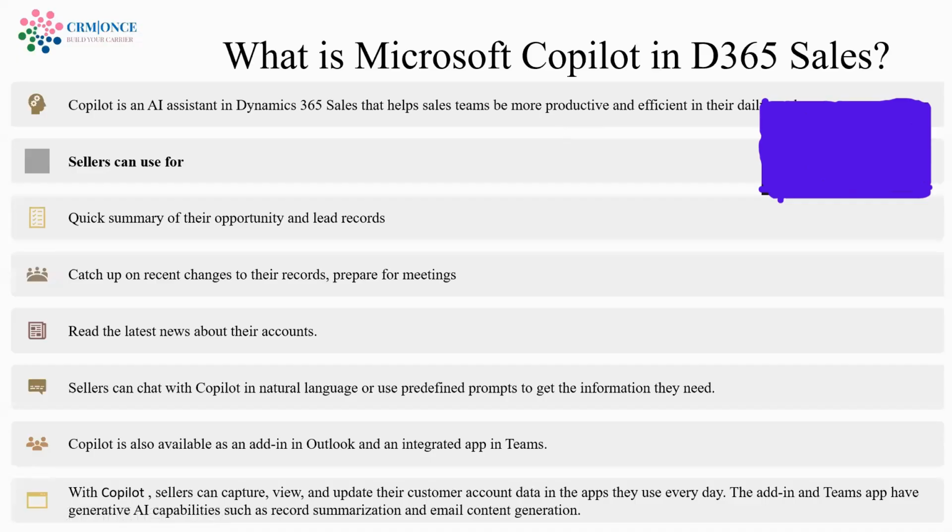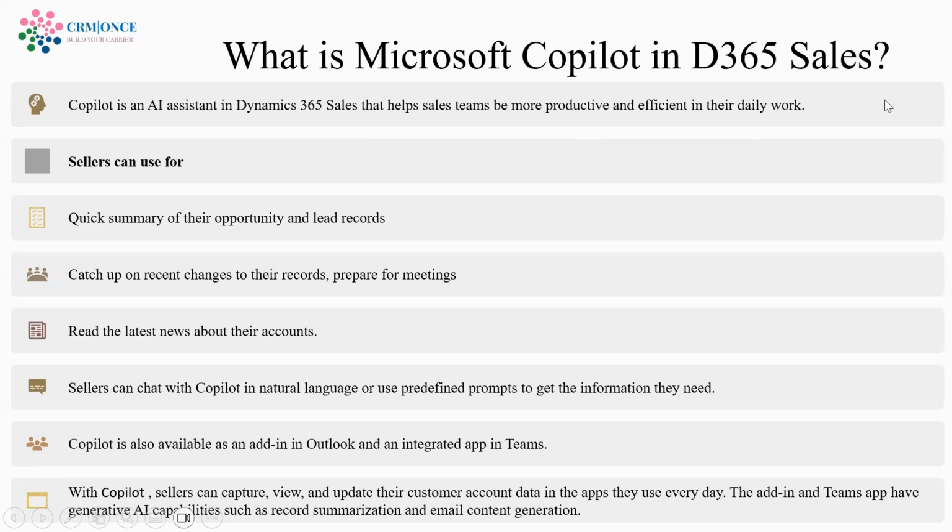So, what is Microsoft Copilot for salespersons? The Copilot is an AI assistant in Dynamics 365 Sales, and it helps the sales team be more productive and efficient in their daily work. For example, if the sales team wants to quickly generate reports, like a quick summary of the opportunities and lead records, or catch up on their meetings and sales materials.